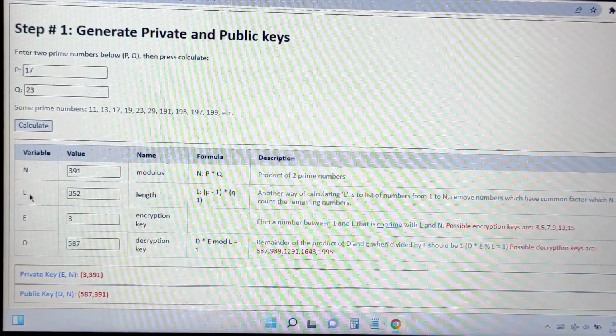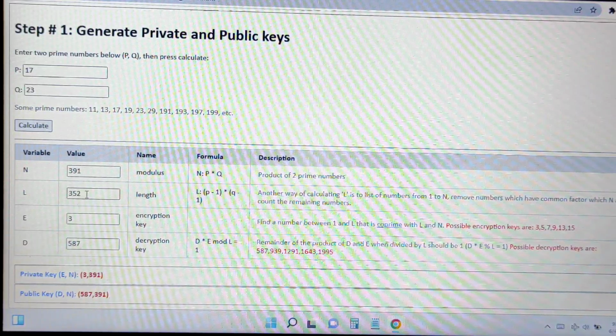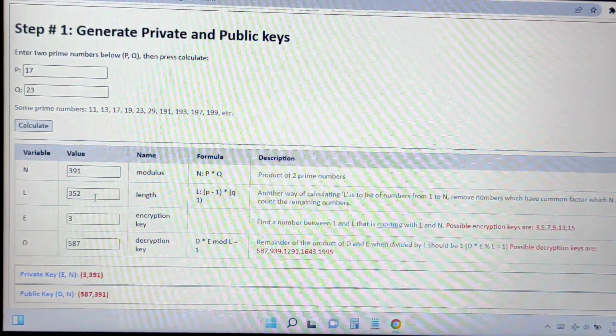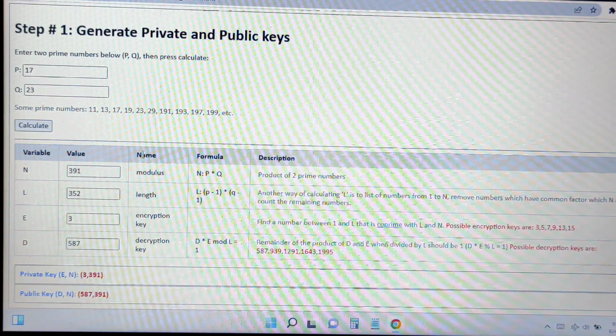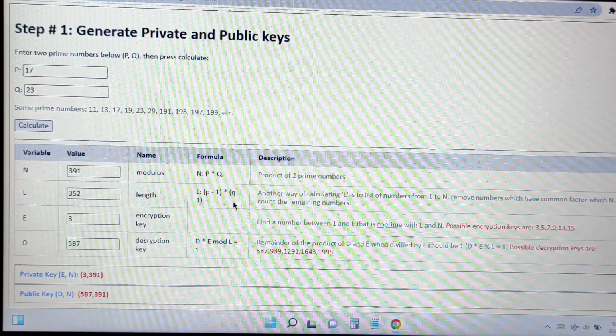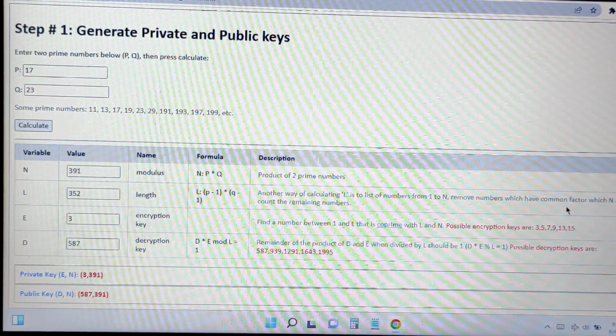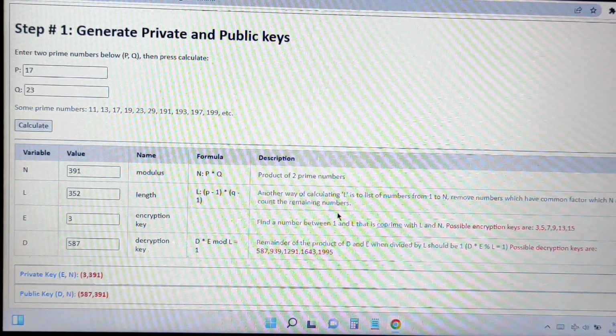Next is letter L. The value of letter L is 352. And the name of this L is length. So L = (P minus 1) multiplied by (Q minus 1). Another way of calculating L is: list the numbers from 1 to N, remove numbers which have a common factor with N, and count the remaining numbers.